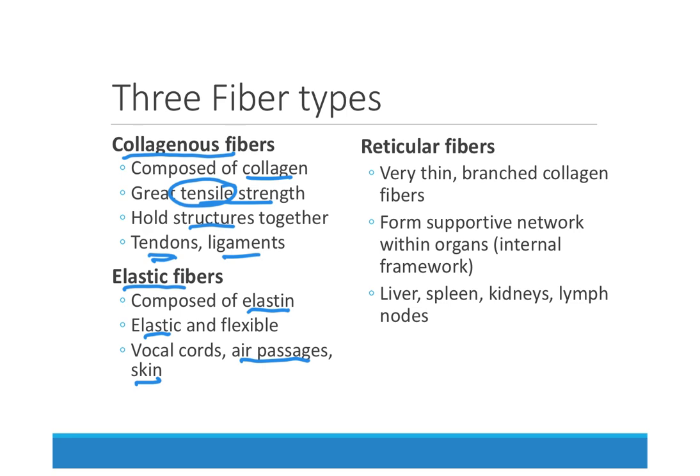And then the third type of fiber you see in the extracellular matrix are reticular fibers, which are made of collagen, but they're much thinner, and they have a branched structure, where the collagen over here is basically more of a straight line protein. Your reticular fibers provide the supportive network within soft organs. So they're a framework for organs such as liver or spleen or kidneys, which don't have any bones in there, but they're held together by these reticular fibers.